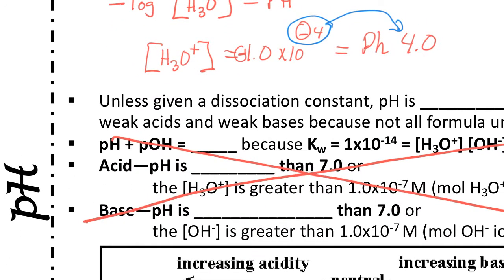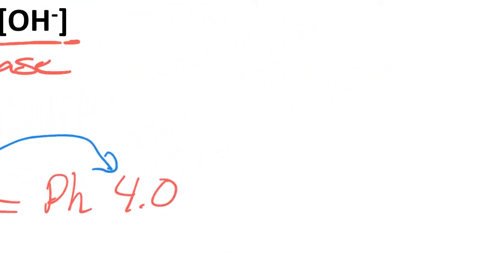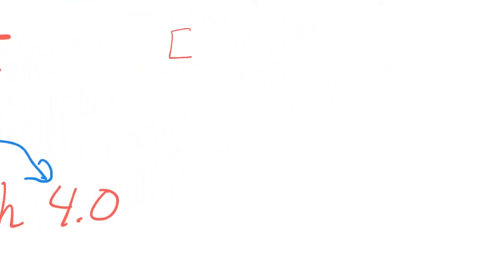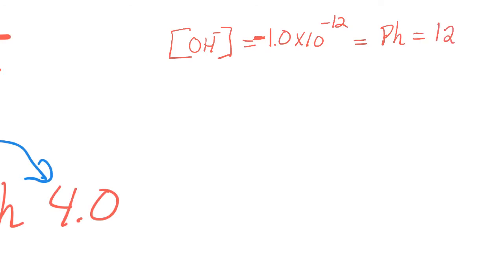So here's another example. Let's say that I have an OH concentration that's equal to 1.0 times 10 to the negative 12. If the concentration is that, all I do is put a negative sign in front of this, which is going to make my negative exponent a positive one, and my pH will be equal to 12. So whatever that is, we're just going to turn it into a positive number, and that is going to be your pH.